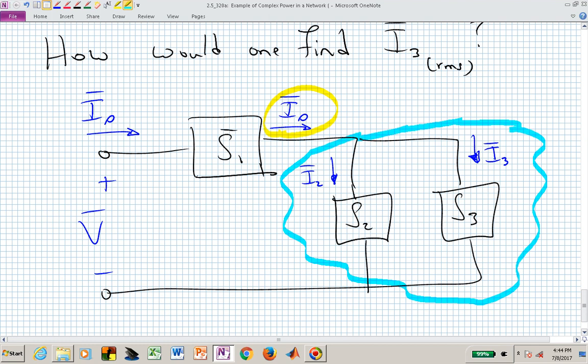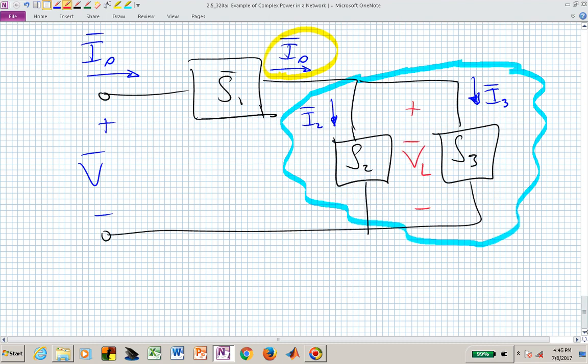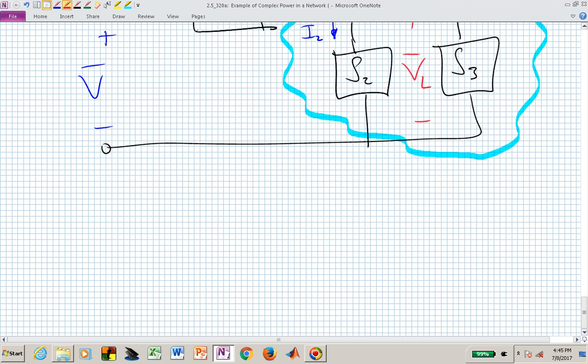that combination of loads, then we know the complex power of those two, and we know the current, then we could compute the load voltage across those two loads that are in parallel. And it's not hard to find the complex power of loads 2 and 3. We simply have to add those two up algebraically.